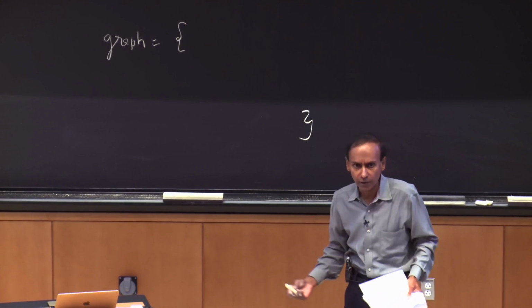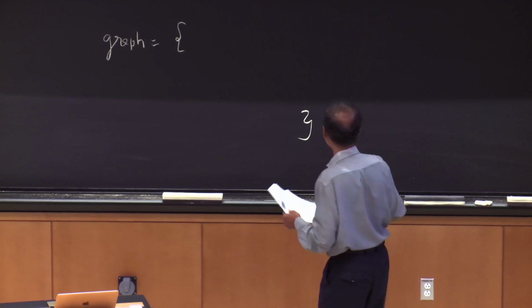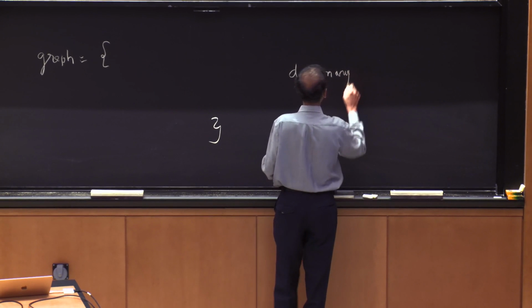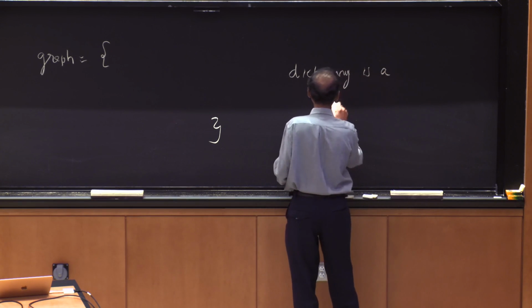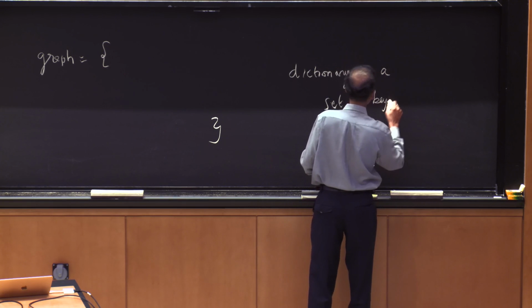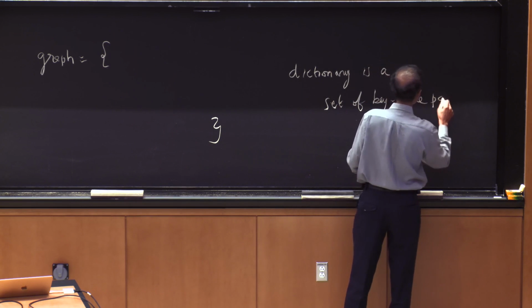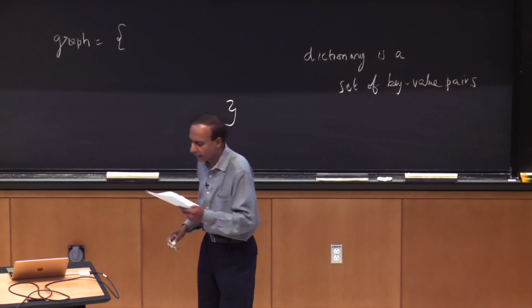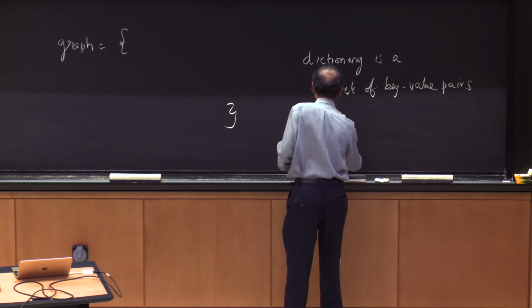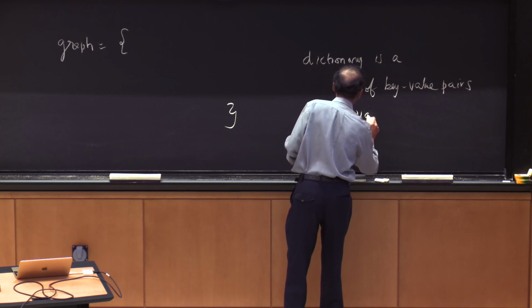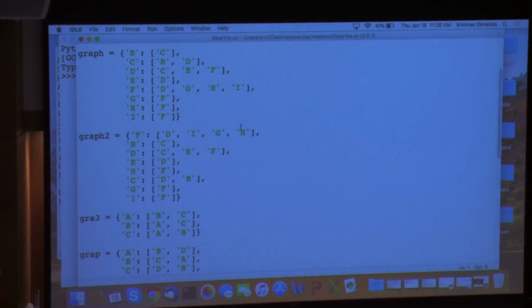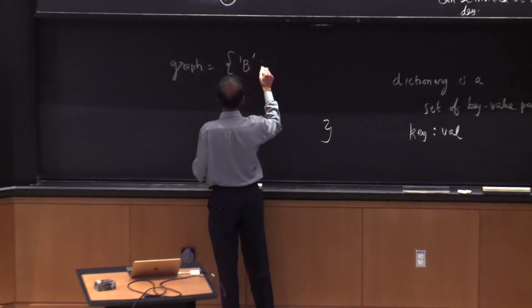So graph is a dictionary. A dictionary is a set of key value pairs. You represent sets in Python using curly brackets, and each of the key value pairs is represented using some key colon value. And you see a set of key value pairs because you see these commas between them. And so what you see here is the key, and the keys could be strings, they could be tuples.